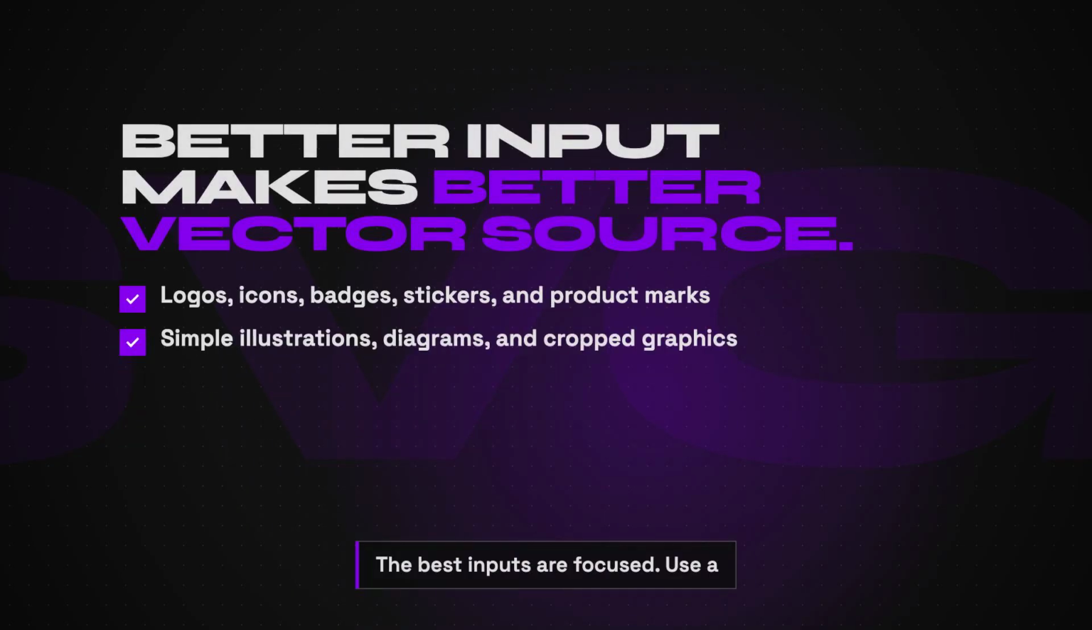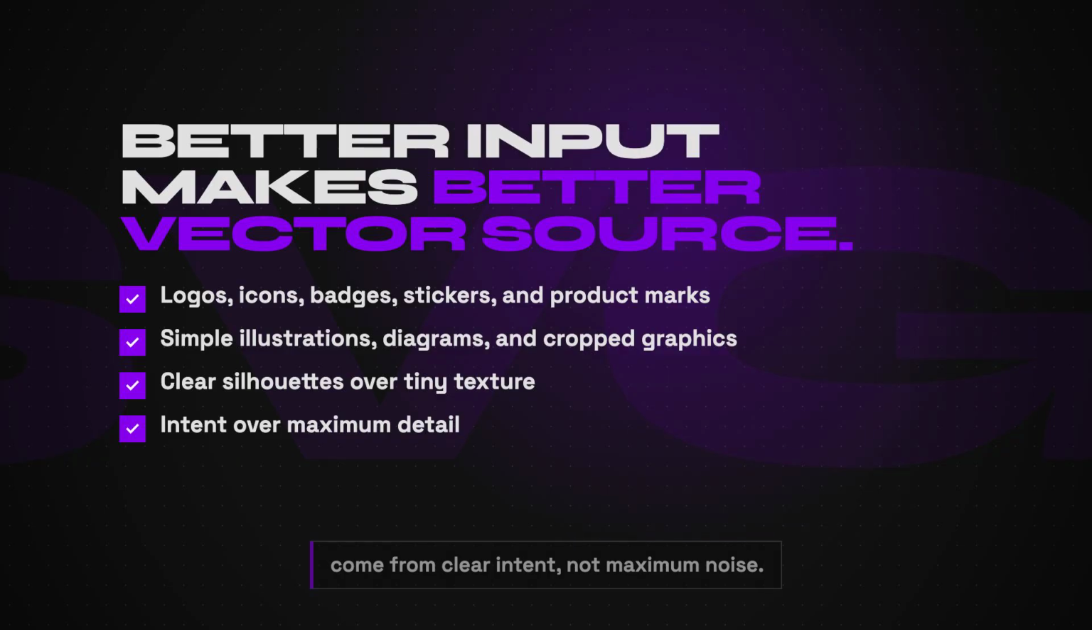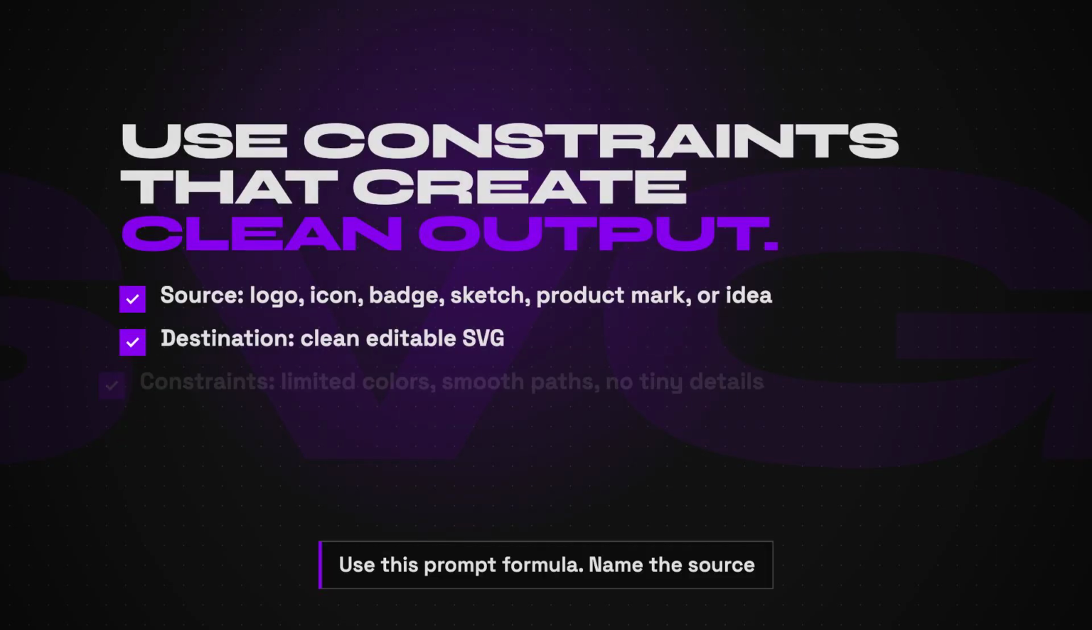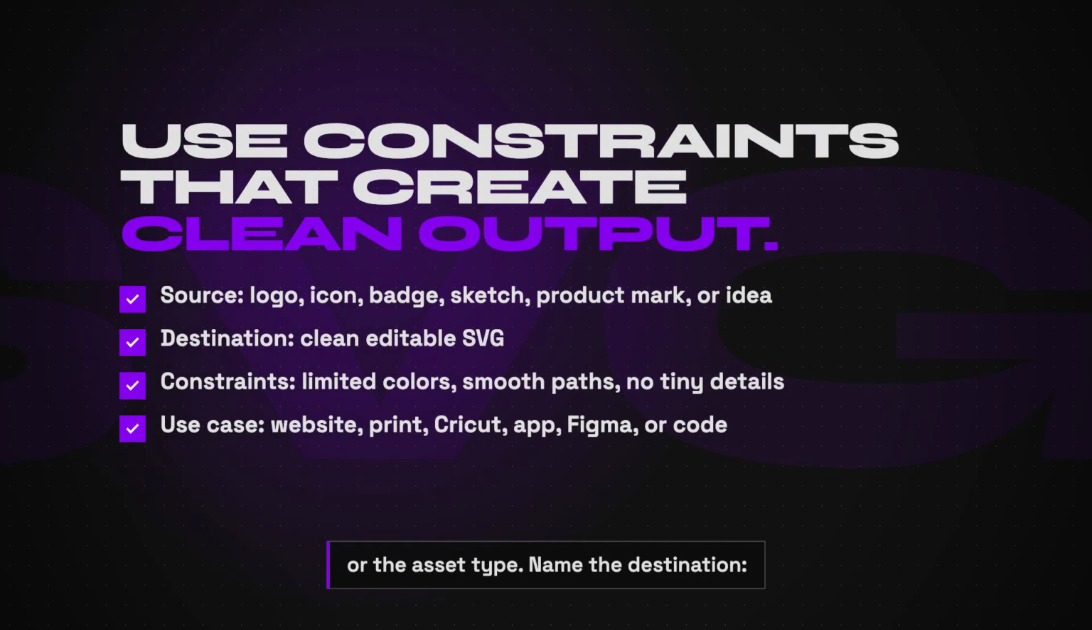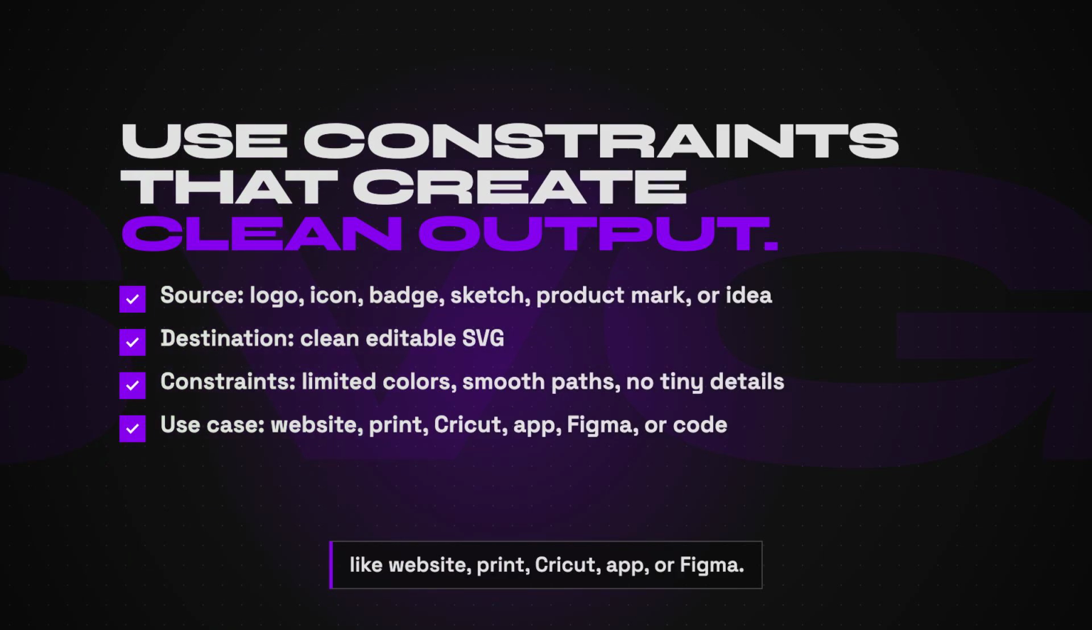The best inputs are focused. Use a logo, icon, badge, simple illustration, sticker sketch, product mark, diagram, or cropped graphic. Avoid asking the tool to preserve every shadow, texture, and tiny background detail. Clean SVGs come from clear intent, not maximum noise. Use this prompt formula. Name the source or the asset type. Name the destination, clean editable SVG. Add constraints, limited colors, smooth paths, transparent background, no tiny details, strong silhouette, and the final use case, like website, print, Cricut, app, or Figma.